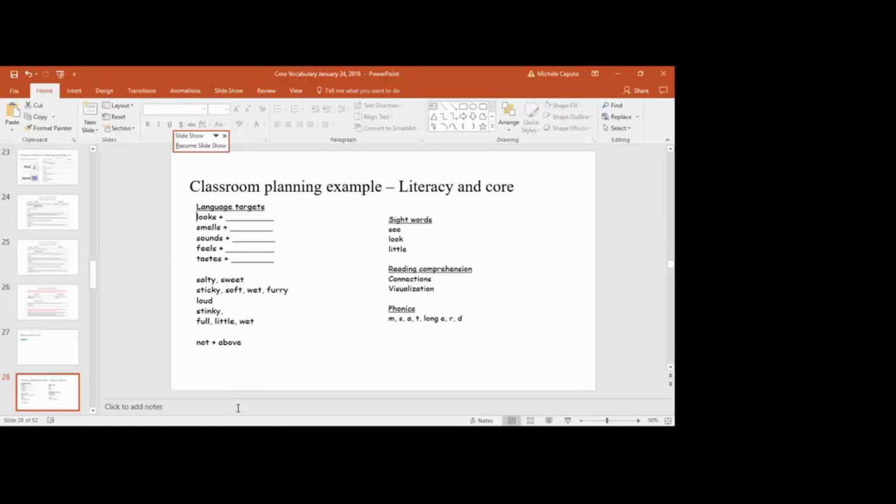And then I included some of the words that we were working on for sight words for this other little group, and reading comprehension goals. We were working on connections and visualization and some early phonics stuff. So you can plan in lots of different ways. You've seen that Harrison's team really took that planning guide and changed it so that it worked for them. And this is just another way that you can do it in a unit-based way.